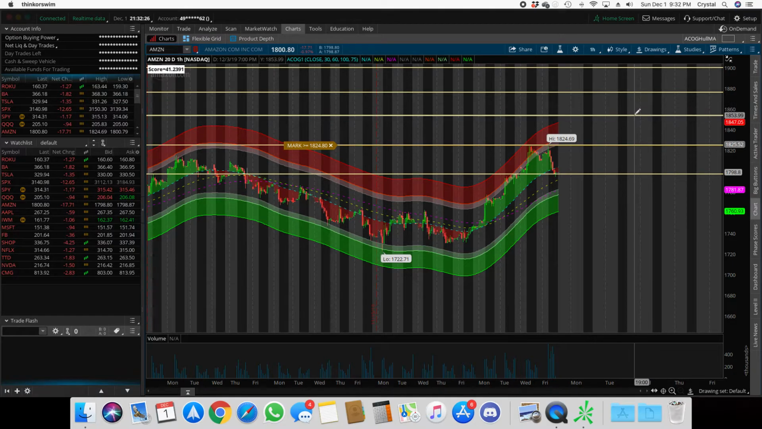So 1825 break pushes you to 1854. Break of that pushes you to 1875, or 1876. Break of that pushes you to 1900. So simple, easy way to trade. You got the numbers, and I always post them.